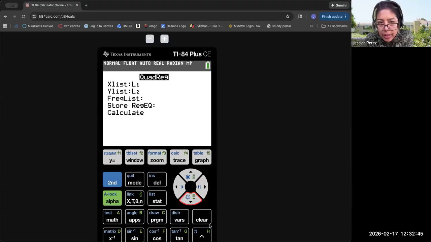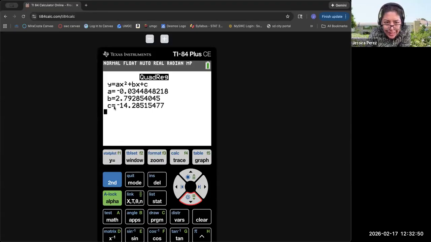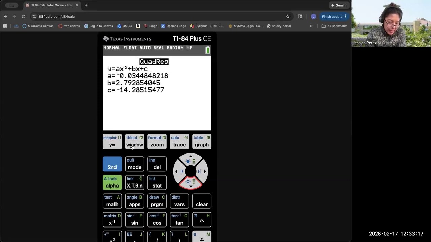There's my X list, L1, my Y list, L2. Enter, enter, enter, calculate. So right now it's telling you your A, your B, and your C. Then that should match what we have in our lecture notes. So we're going to write our formula, y equals ax squared plus bx plus c. There's the value of a, negative 0.03, 2.79, minus 14.2.